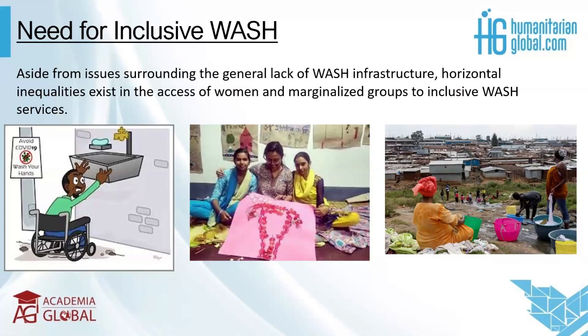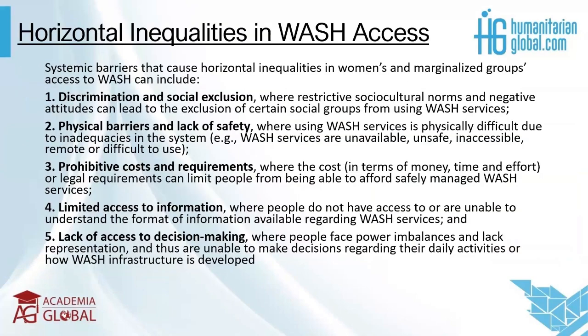So when I talk about horizontal inequalities, there are general solutions that can be applied to address WASH gaps, but there is no one-size-fits-all solution to WASH-related exclusion, and it is critical to understand the specific barriers within your given context. This is because exclusion can result from different context-specific, historical, and often interrelated factors that have differential impacts on people, okay? So the horizontal inequalities can include, number one, discrimination and social exclusion, where restrictive sociocultural norms and negative attitudes can lead to the exclusion of certain social groups from using WASH services.